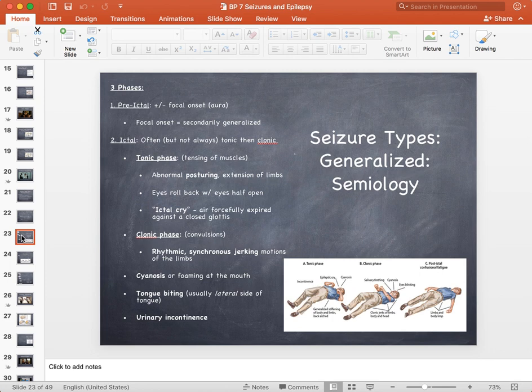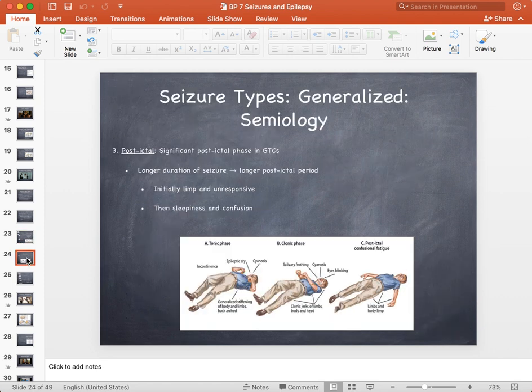The next part is your clonic phase. This is the convulsive phase. This is what everybody knows about. You might have seen it in real life, or otherwise probably seen it in a movie somewhere. The person is shaking in a rhythmic and somewhat synchronous fashion. Throughout this period, you might see cyanosis, because these people aren't breathing during this time. The patient can also bite their tongue. You might also see urinary or even bowel incontinence, because it's just part of the semiology.